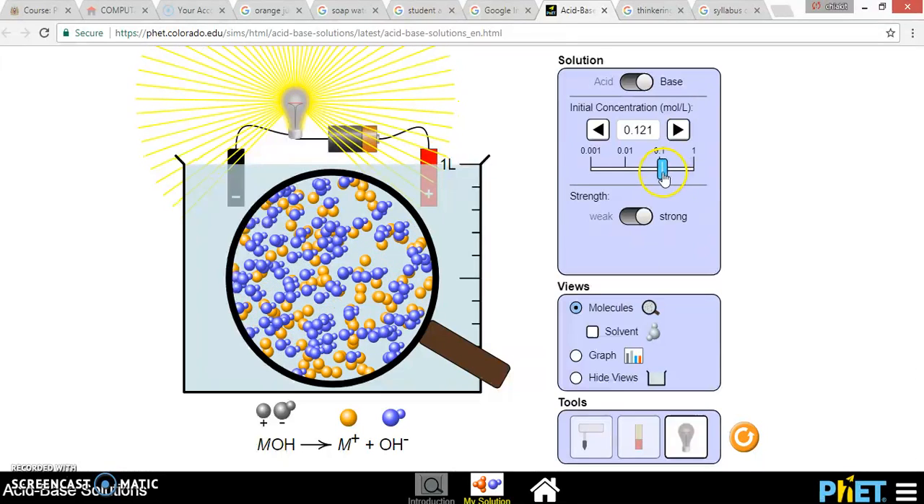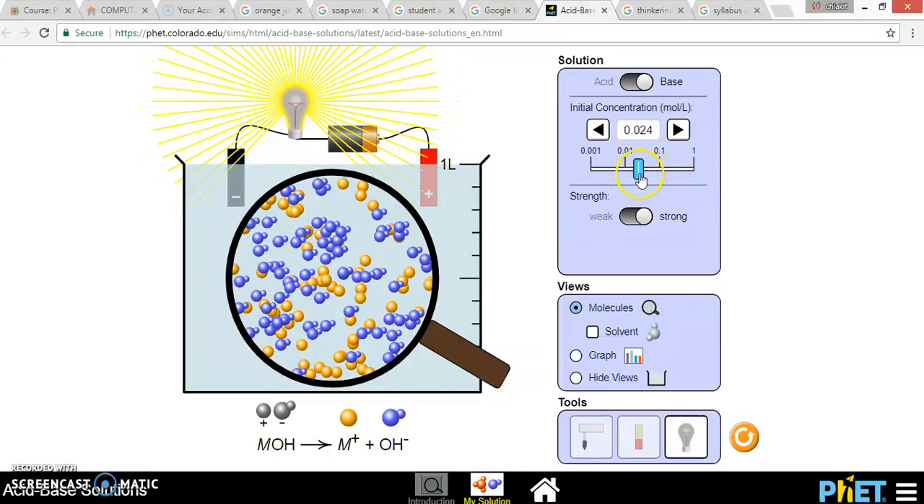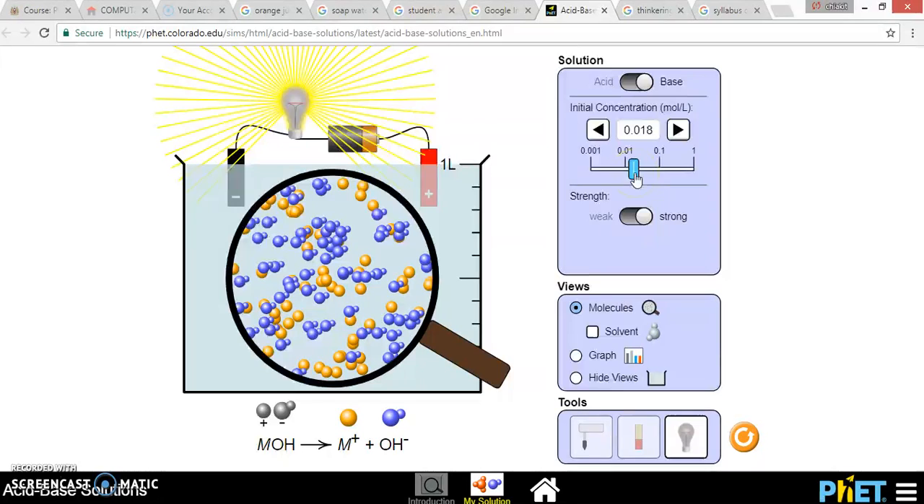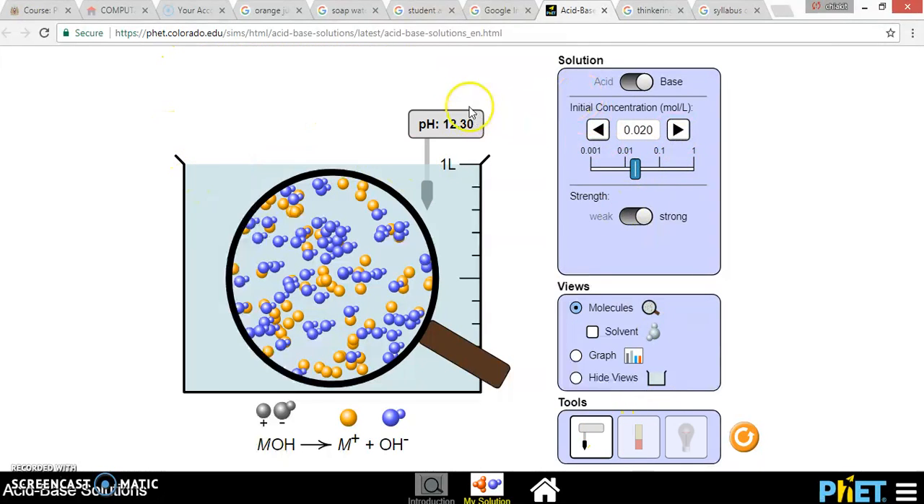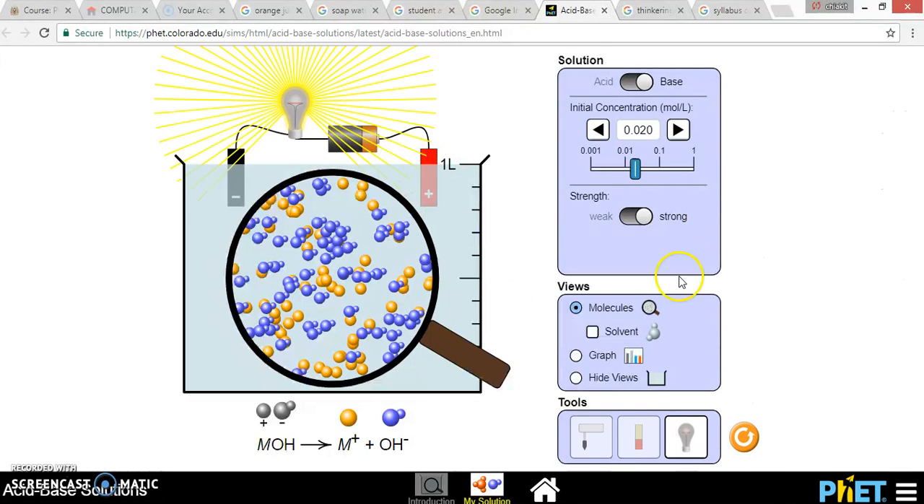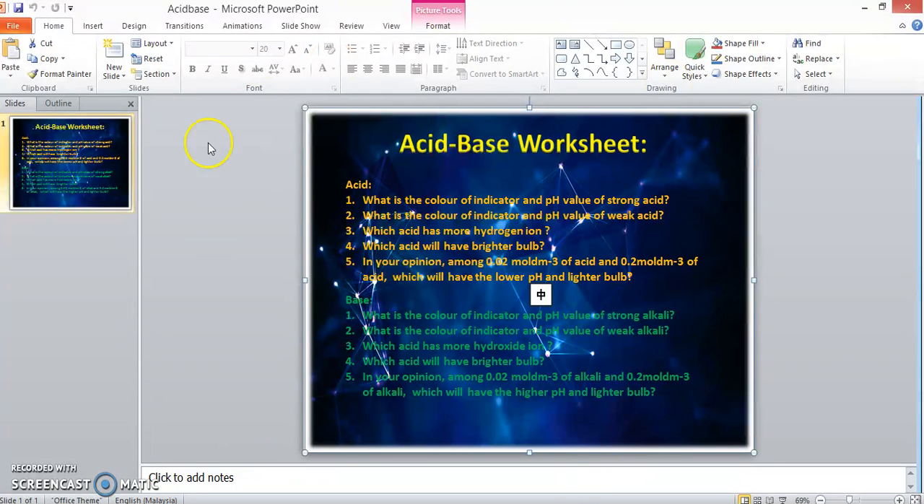Okay, so if we move to the 0.02, as you can see, the light becomes dimmer, and the pH is getting lower. Which means that the 0.2 mole per dm cube of base will give you the higher pH and also the brighter bulb. After the students have done the worksheet, the teacher, of course, has to evaluate and check the answers and explain if the students made some mistakes.